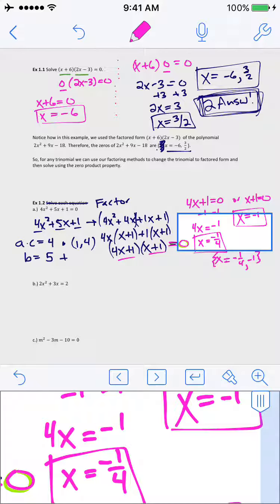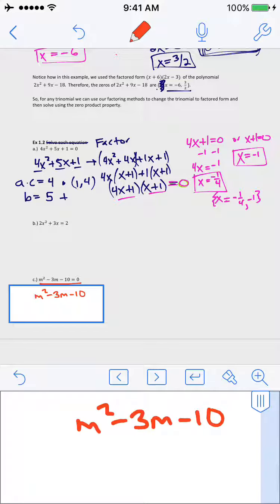Let's factor that. So no GCF. Not a trinomial square. It's not a grouping because it's not 4 terms. So I'll just do a times c is equal to -10, and b is equal to -3. What two numbers multiply to -10 and add to -3? That would be -5 and +2. All right, I'll plug those in. M squared minus 5m minus 2m minus 10. Factor by grouping.